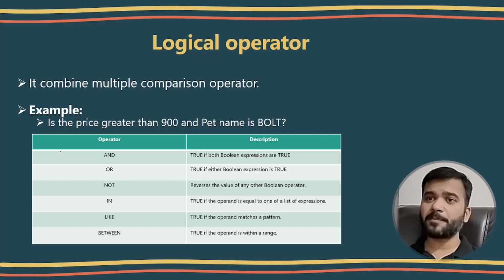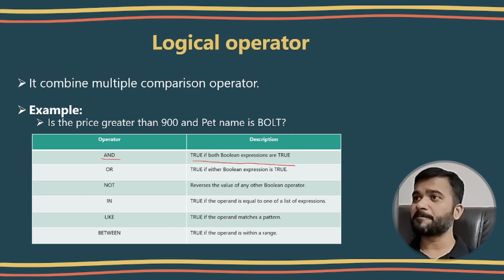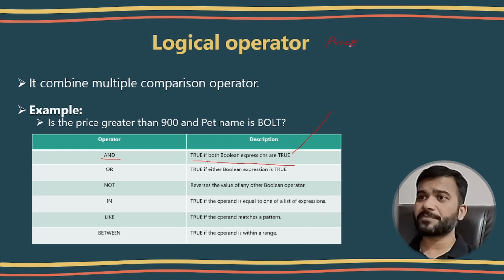Now in logical operator, basically the first operator is AND. And what is AND? True if both Boolean expressions are true. I'm just explaining this statement, what exactly it is. Let's say here, in our example, the price is greater than 900 and name is Bolt. So name is equal to Bolt, correct? Now these are the conditions.